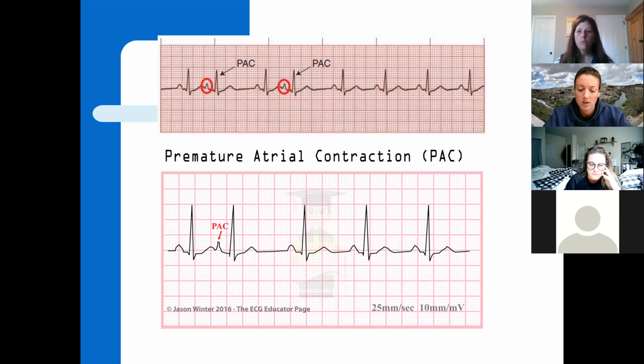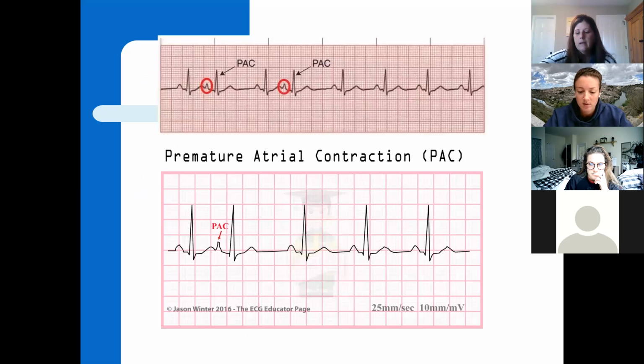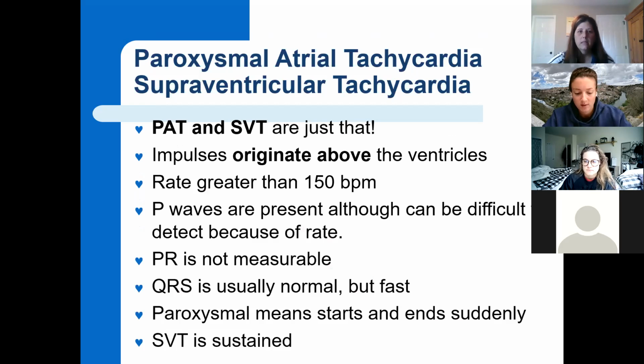If it becomes too much, as you saw on your slide there, withdraw the stimuli, and you could treat with a beta blocker, because we know, at least by this point we should know, beta blockers slow down our heart rate, right? People think, oh, well, they're for blood pressure. Well, they are, but they're going to affect your heart rate too. So as long as they're not symptomatic, you're going to continue to monitor. But if they're starting to have issues, obviously stop exercising, reduce caffeine intake, things of that sort. Okay? All right. Let's move on.